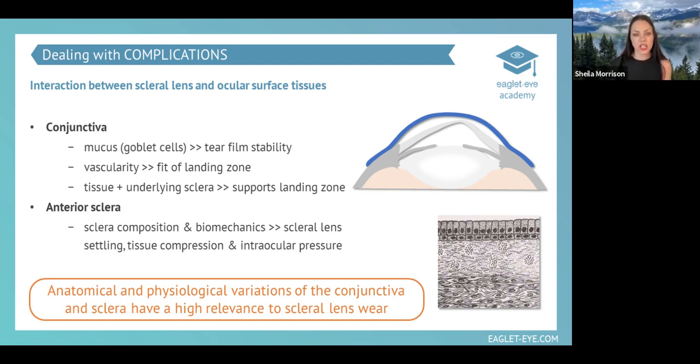The physiology varies from patient to patient. Every person has their own unique fingerprint. And so a lens fitting the same way on one person versus another may behave very, very differently depending on their physiology and depending on the underlying etiology of their condition.